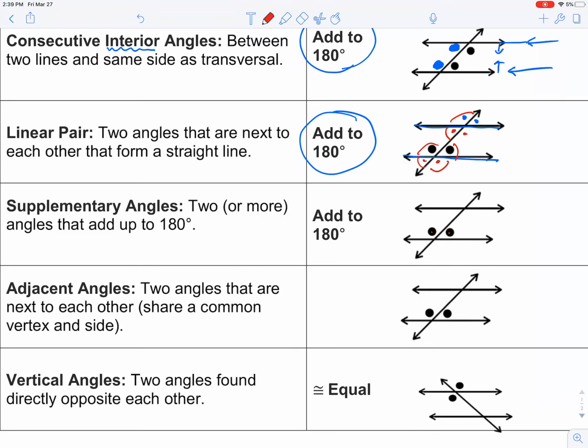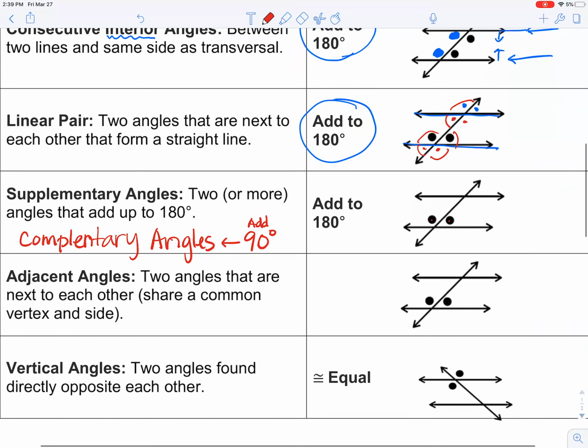We also talked about the word, and this is not on your handout because we won't be using it much, but complementary angles, and those angles add to 90 degrees. And again, we won't be using that in the next several lessons, so that's why I didn't put it on this sheet.